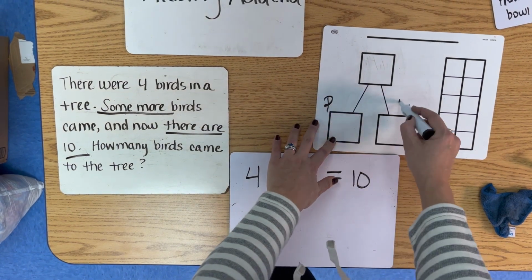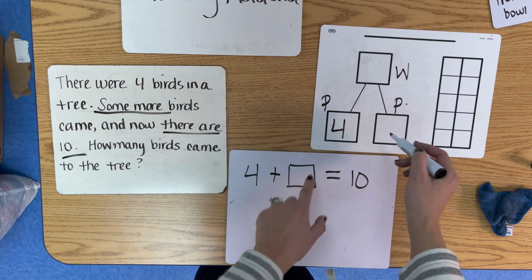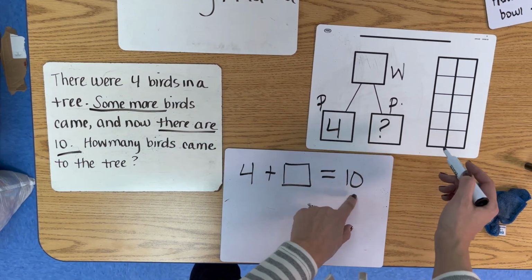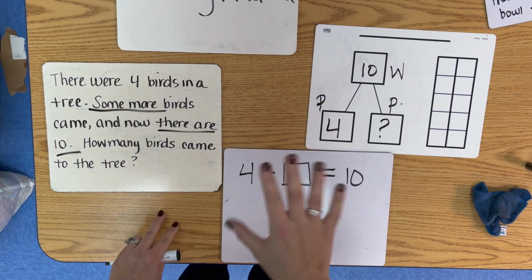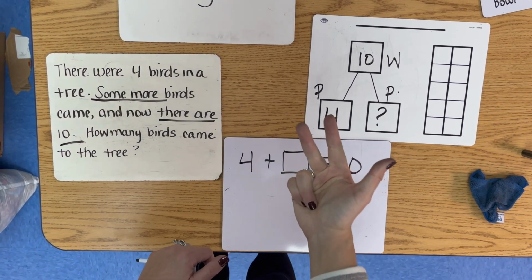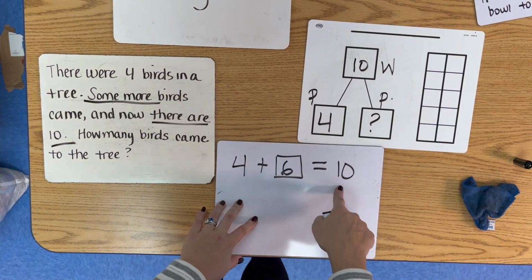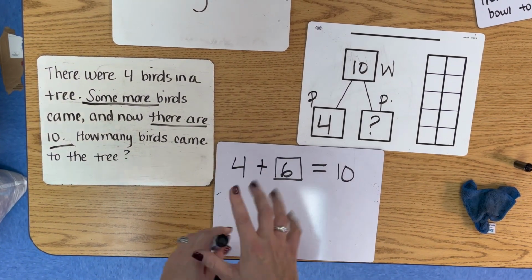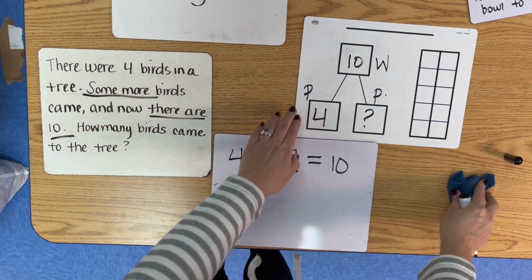I have my parts down here and my whole. I have one part, which is 4. I don't know the other part, but I know I have 10 all together. So I can grab 4 and count on: 5, 6, 7, 8, 9, 10. My answer would be 6. I can also take 10 and subtract 4. So 10, 9, 8, 7, 6. I get the same answer.